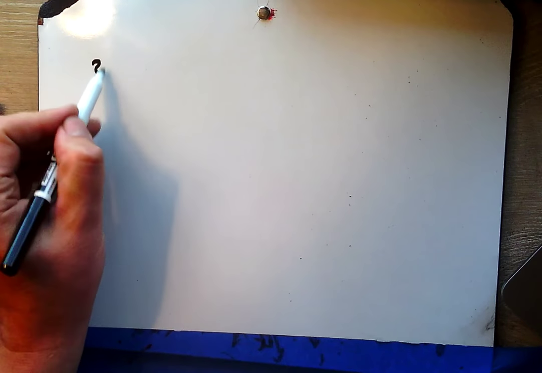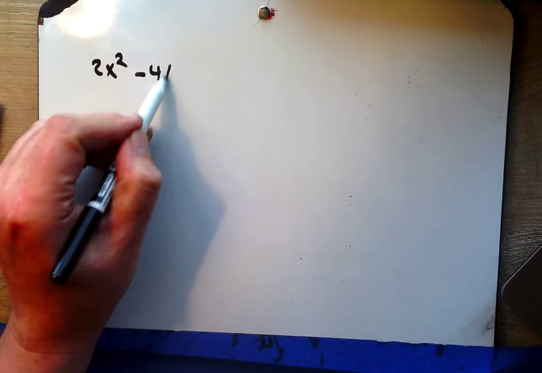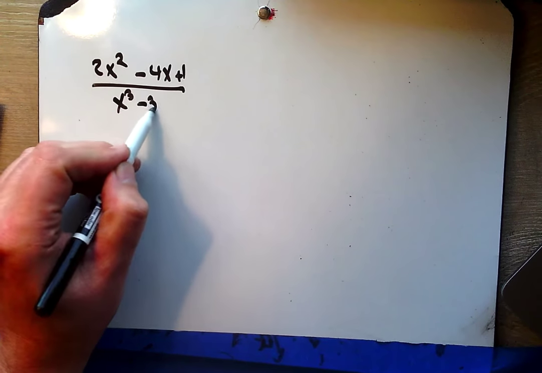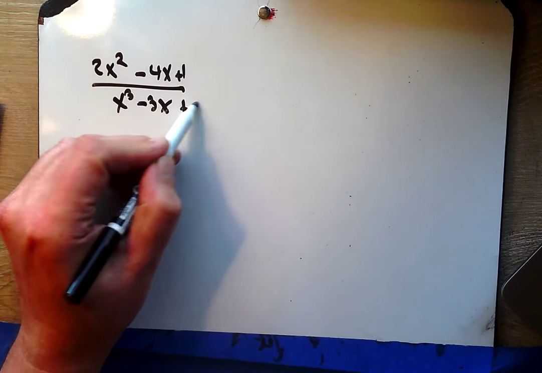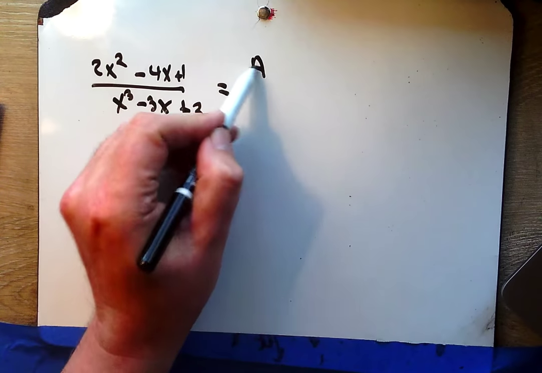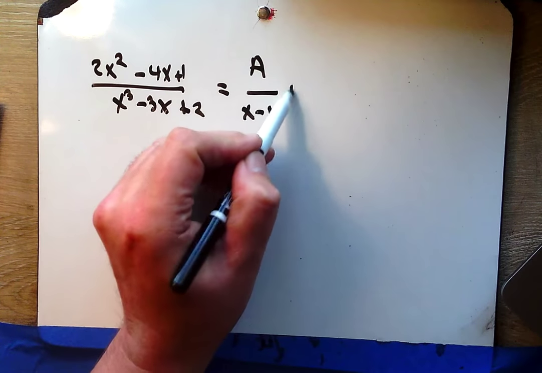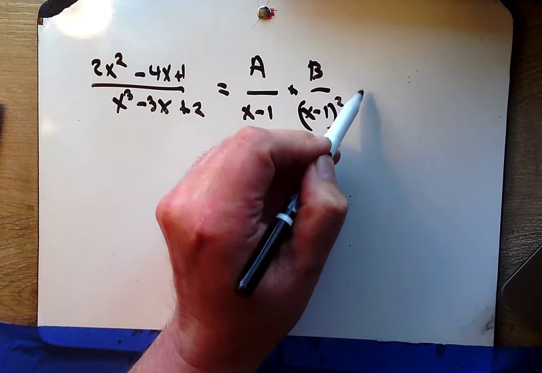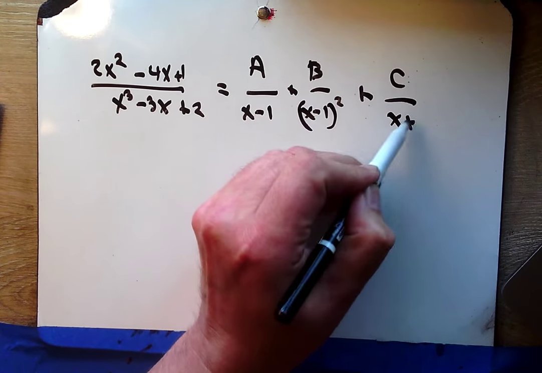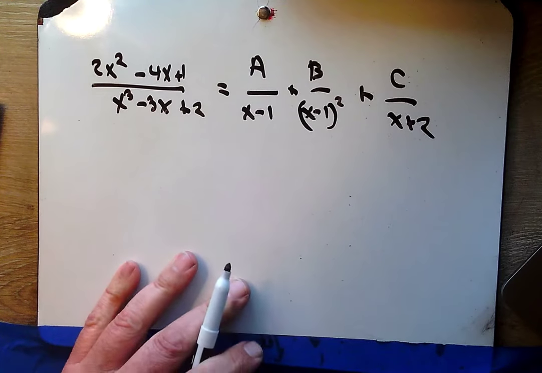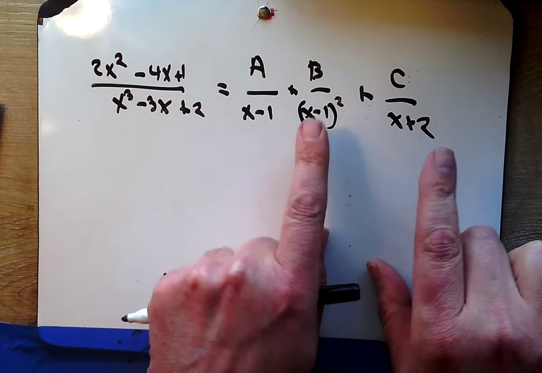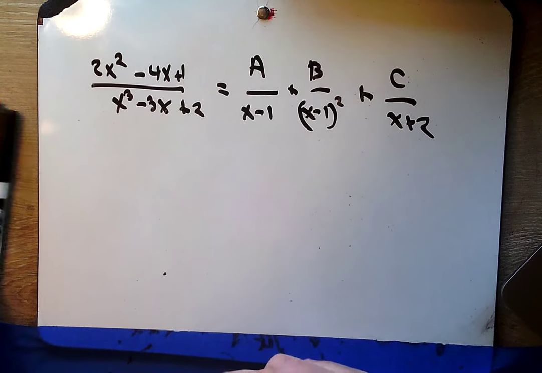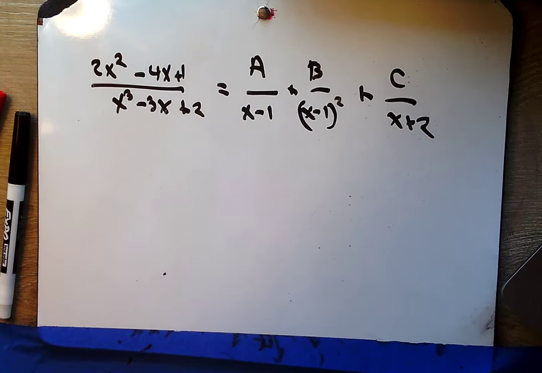Okay, the problem is 2x squared minus 4x plus 1 over x to the third minus 3x plus 2. And the breakdown on the other side is A over x minus 1 plus B over x minus 1 squared plus C over x plus 2. Presumably this is that times that. I don't know, what do you think? If you have no idea, guess one of them.